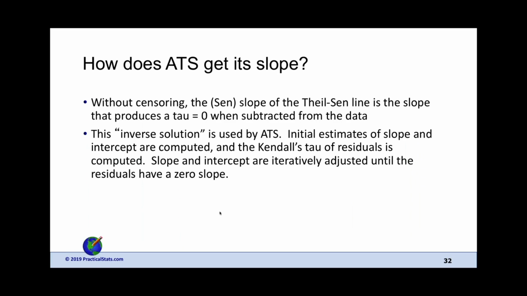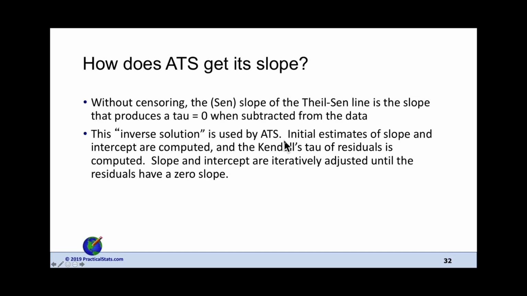How does this ATS get its slope? It's again an iterative process. What it's doing is using a property of the Thiel-Sen line when there are no non-detects, when there is no censoring: the Thiel-Sen line is the slope that produces a tau equal to 0 on the residuals. It has 0 correlation, as measured by Kendall's tau, for the residuals versus X.